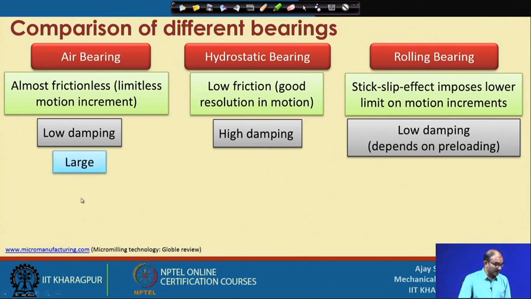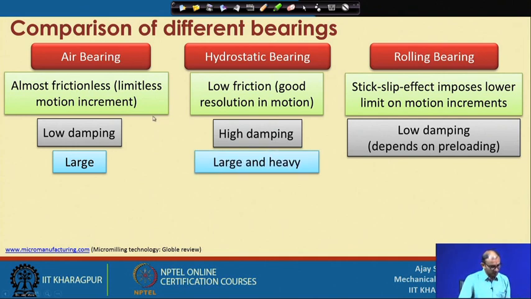Now, the system is large. Why is it large? Because you are not using only a bearing, but you have to provide some type of air supply also. An air pump is required, an air compressor is required, then regulatory systems are required. So, it is a very big system, it is not just a standalone and compact thing.